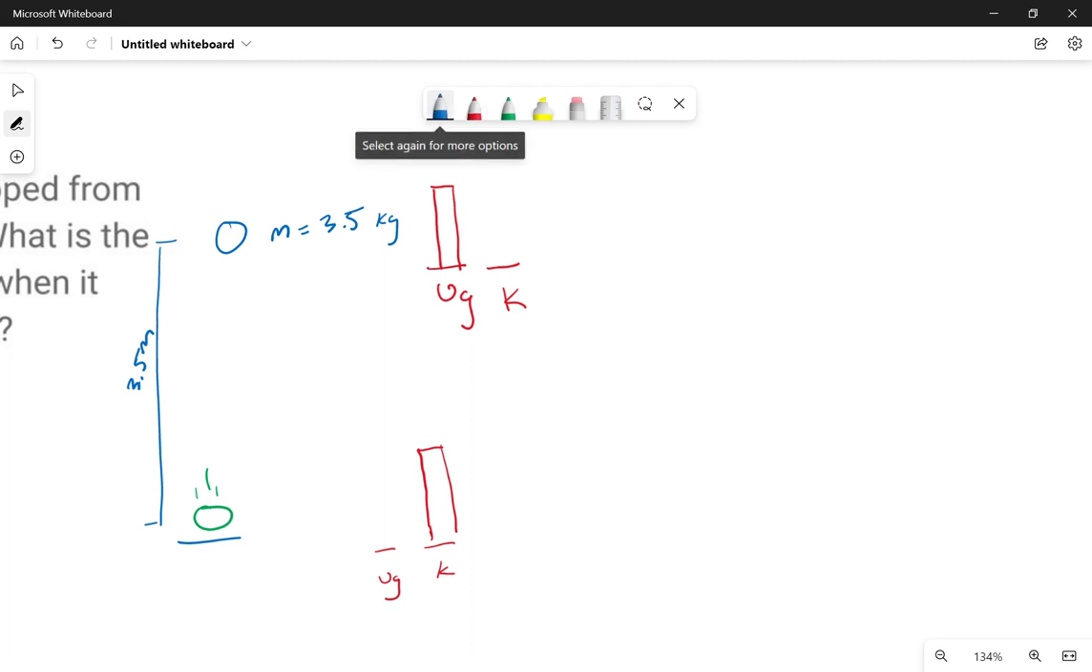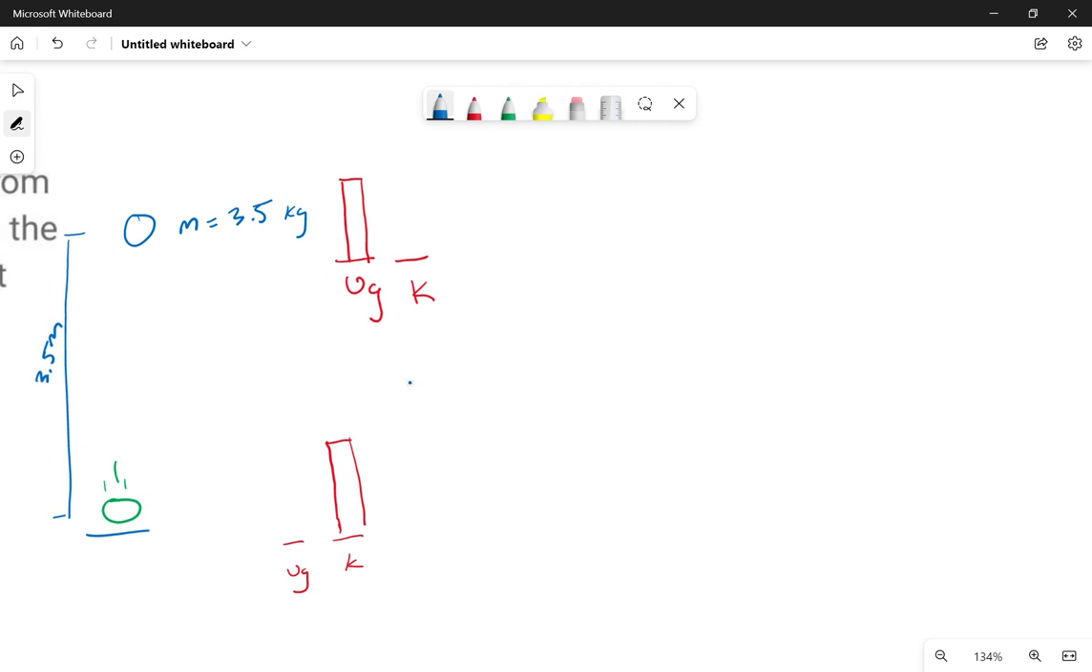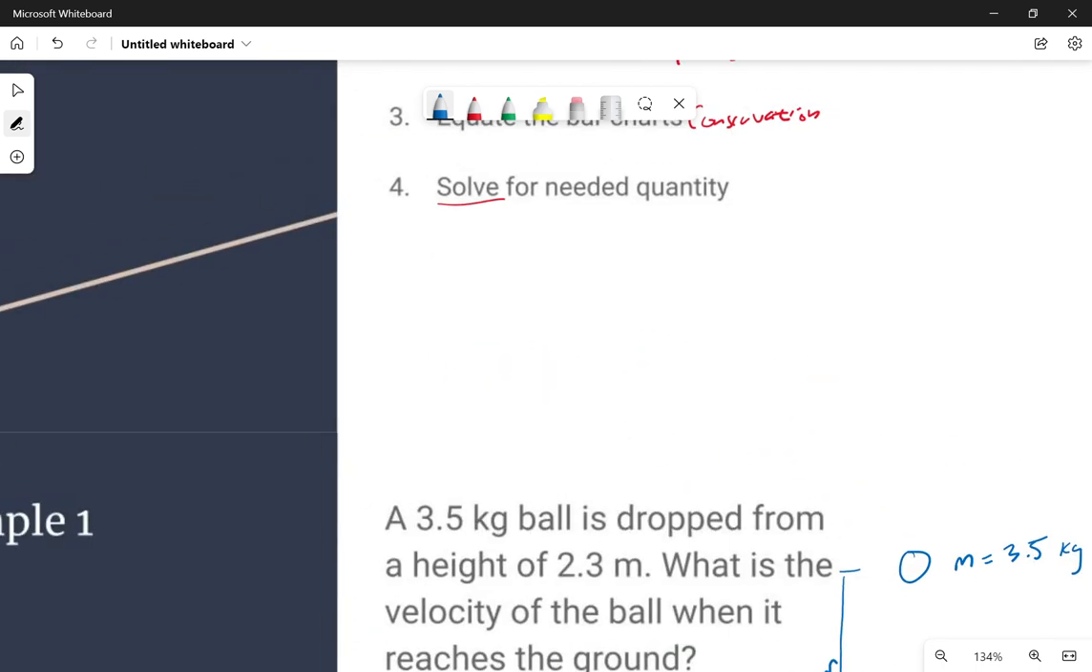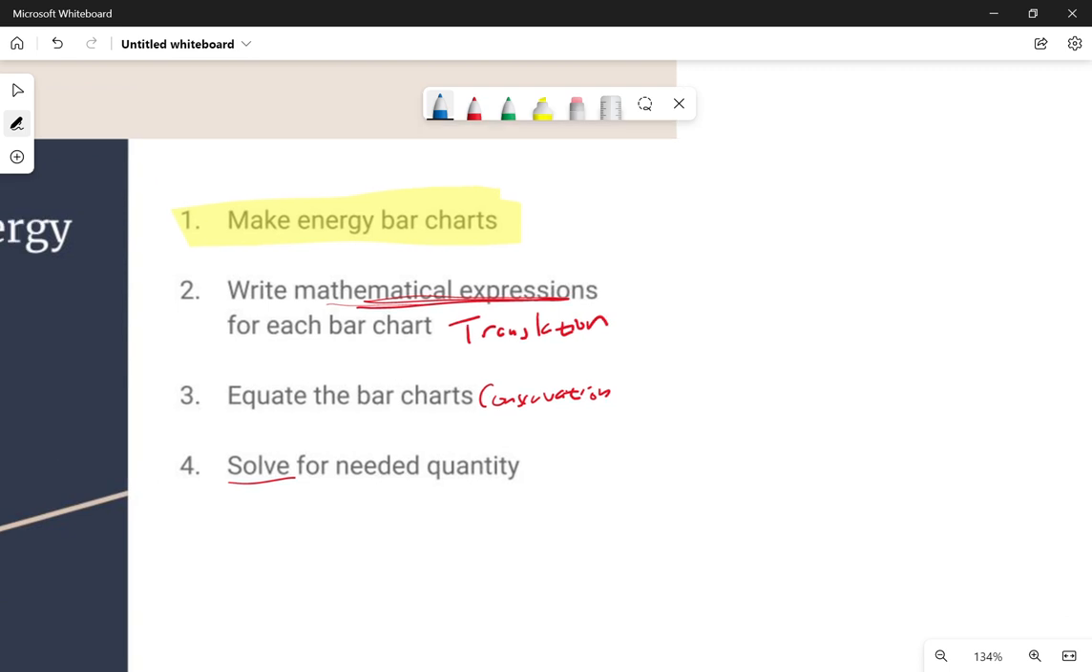Now if I represent those mathematically, it's pretty straightforward. For this first state, all I have is gravitational potential energy, and the formula for that is mass times gravity times height. Down here, all I have is kinetic energy, and the formula for that is 1/2 mass times velocity squared. Those are my mathematical expressions for step 2.